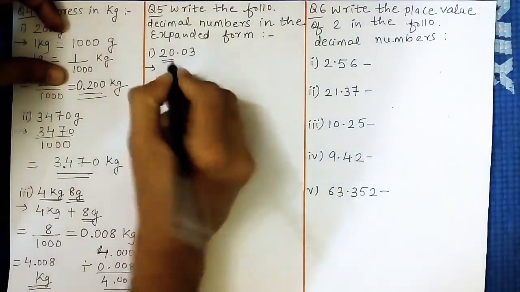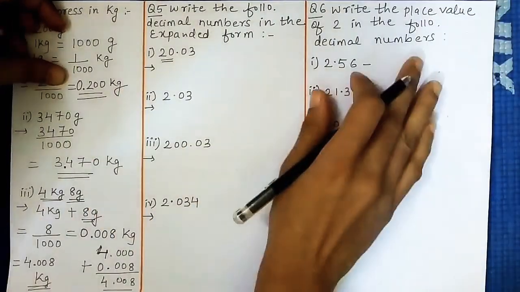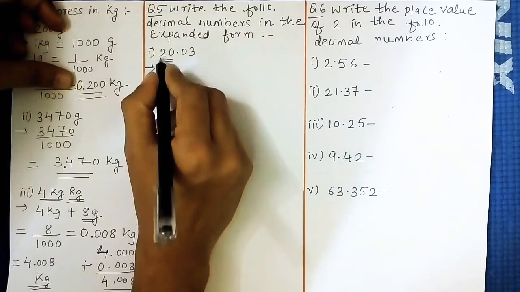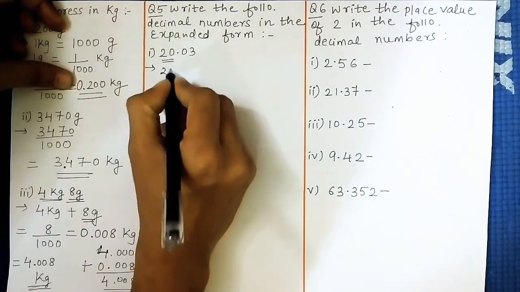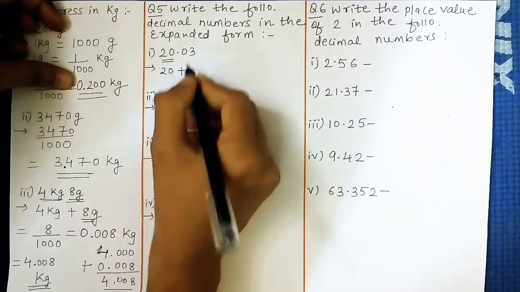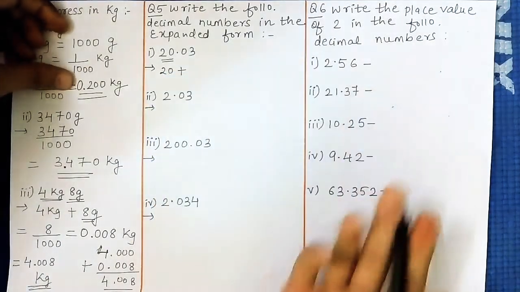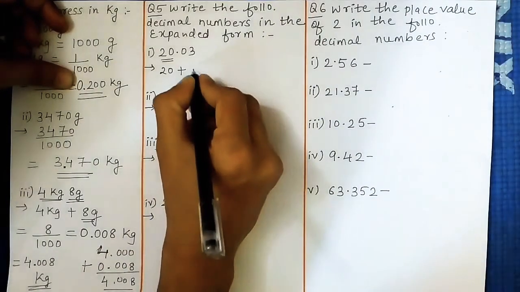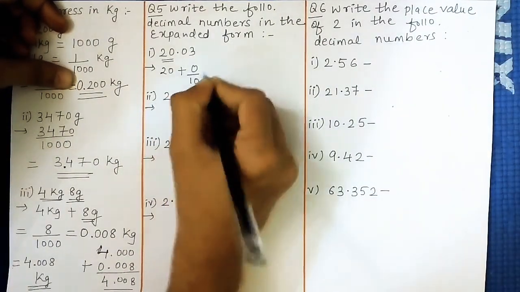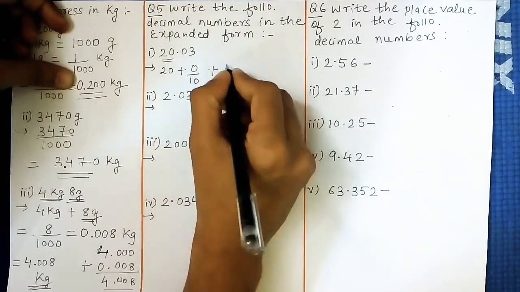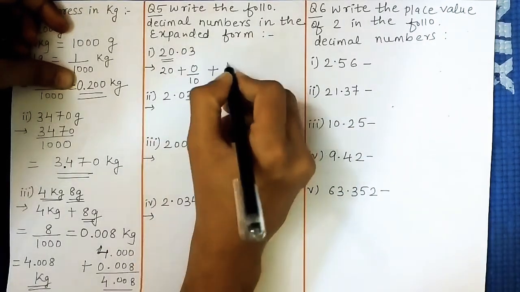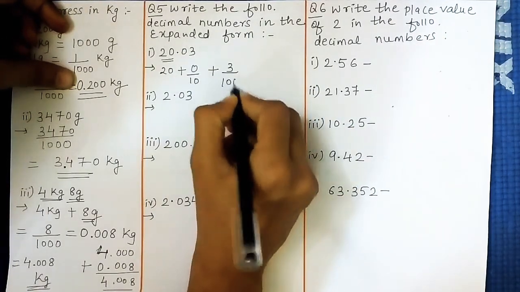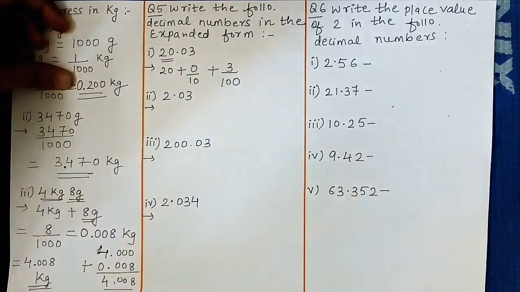So this is 20. Before the point it is 20. So 2 is at tens place, so you can write 20 plus then 0. So 0 is after the point, which means it is at tenth place, so we will write 0 upon 10. Then plus 3 is there. So 3 is on hundredth place, so 3 upon 100. So this will be the expanded form of this decimal number.